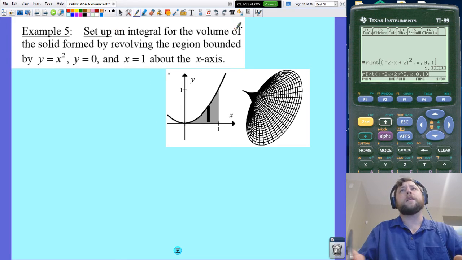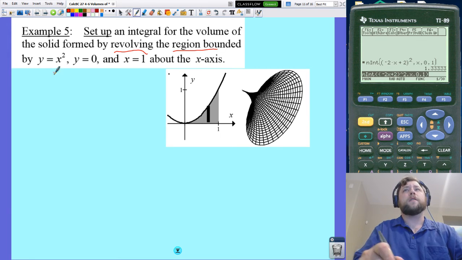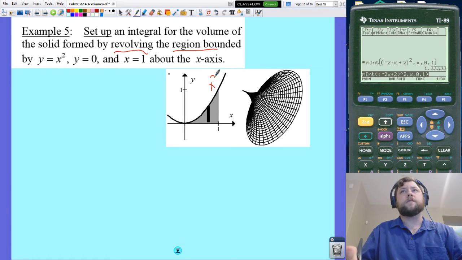We're going to set up an integral for the volume of a solid formed by revolving the region bounded by y equals x squared, which is this function, y equals 0, which is this line right here, and x equals 1, about the x-axis. So it's basically this shaded area. It's going to revolve like this and have a 3D representation right there. But when it revolves, it's going to make this shape.